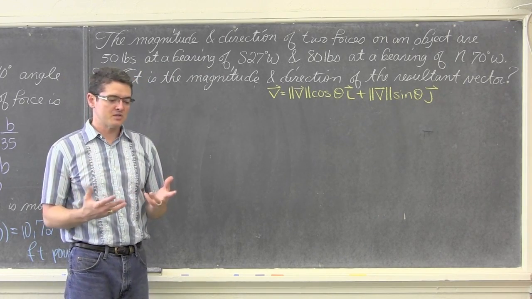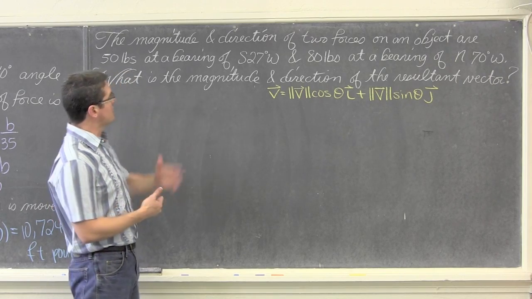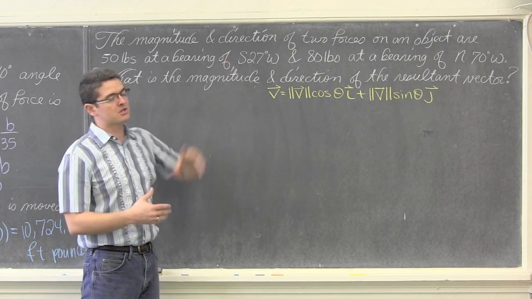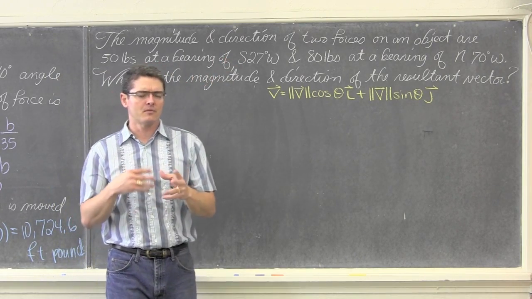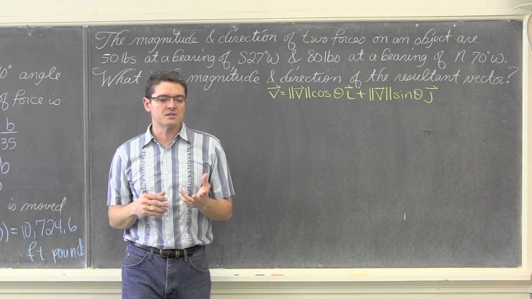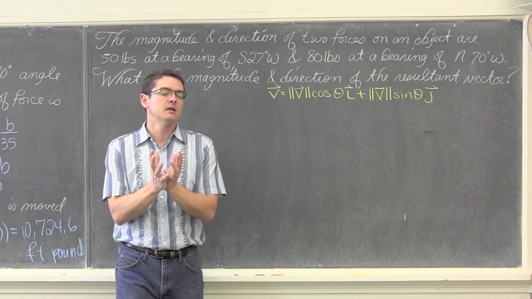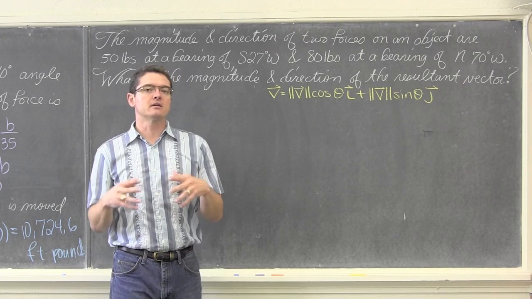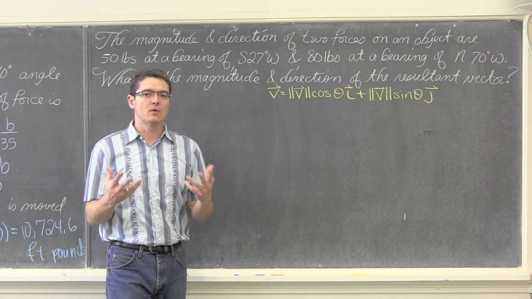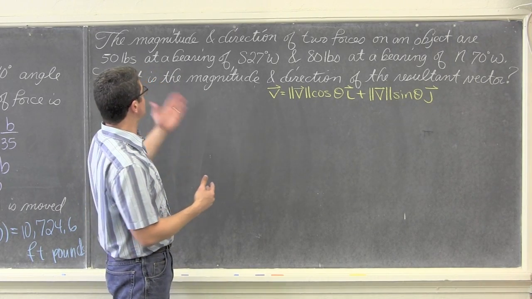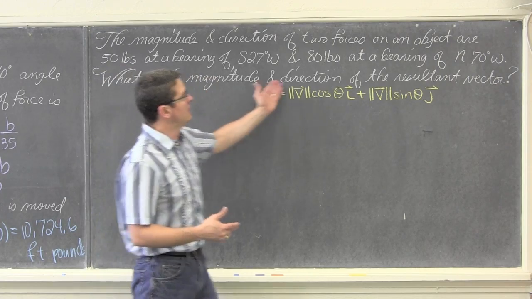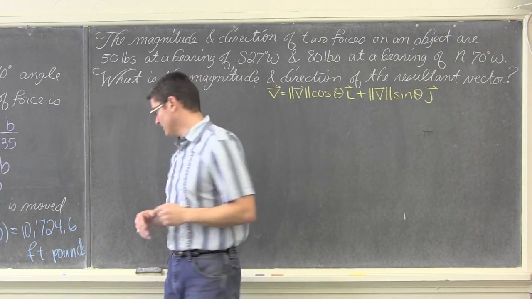So what we're going to do is get this drawn, get our vectors from magnitude and direction into their x and y, or horizontal and vertical, components, add them together to get a resultant vector, and then convert that back into magnitude and direction so we can actually answer the question, which is what is the final magnitude and the direction of the resultant vector.